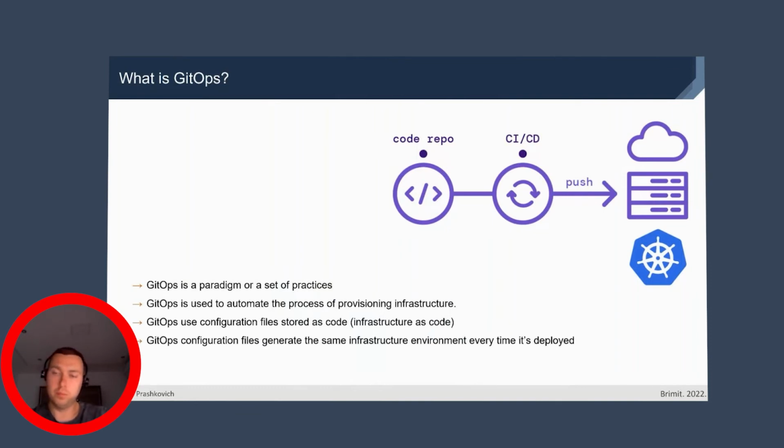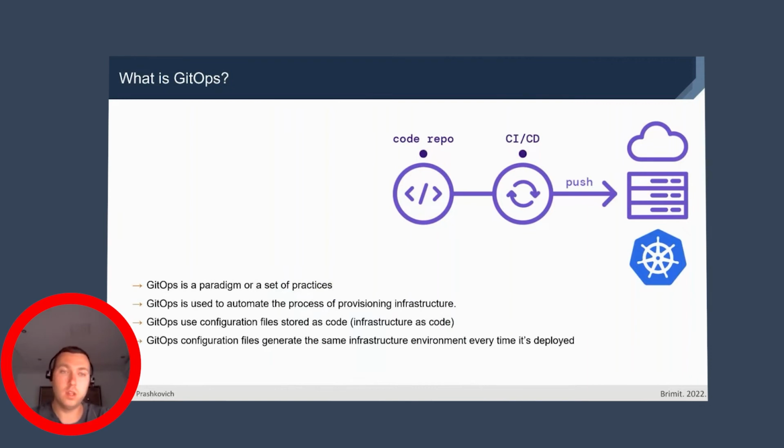And GitOps configuration files generate the same infrastructure. So this is an important part. This is probably the main idea of using GitOps. That is, GitOps generates the same infrastructure environment every time it is deployed, just as application source code generates the same application binaries every time it's built.